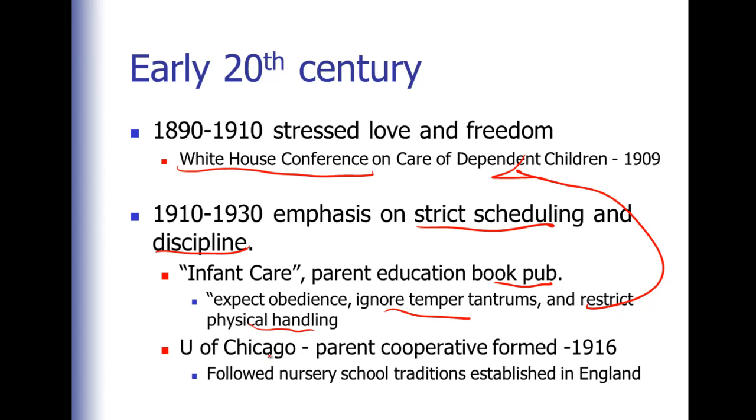And then also in this era, the University of Chicago Parent Cooperative formed in 1916, followed by nursery school traditions established in England. Okay, so you tell me, again, bring a little something in the notes about the University of Chicago Parent Cooperative. Okay, and tell what that was about here. This is what they did, but tell how that came to be, please.